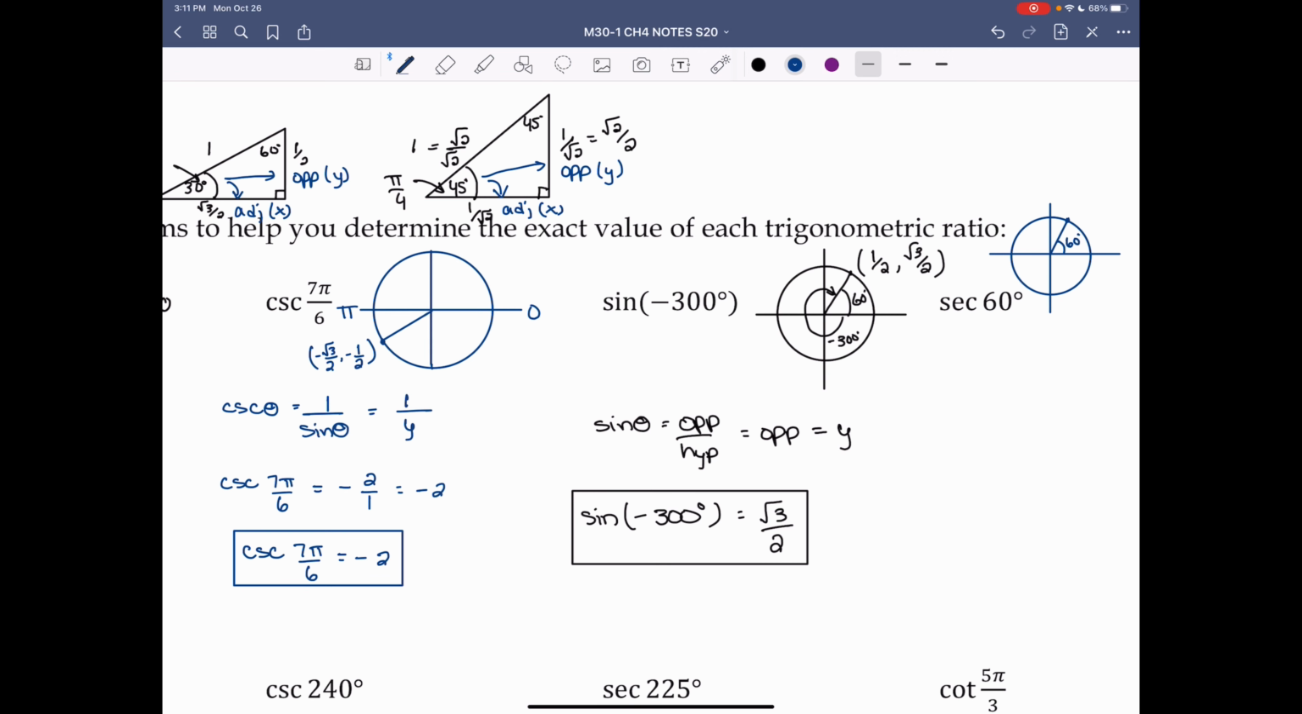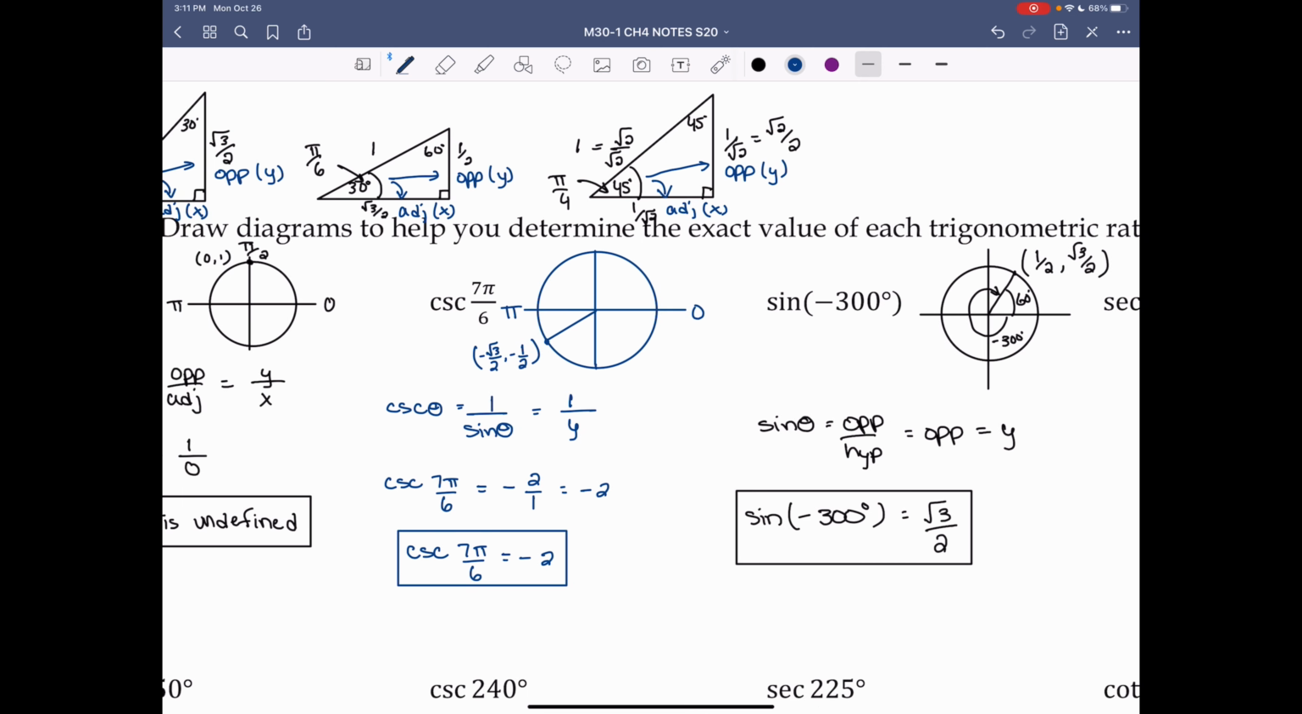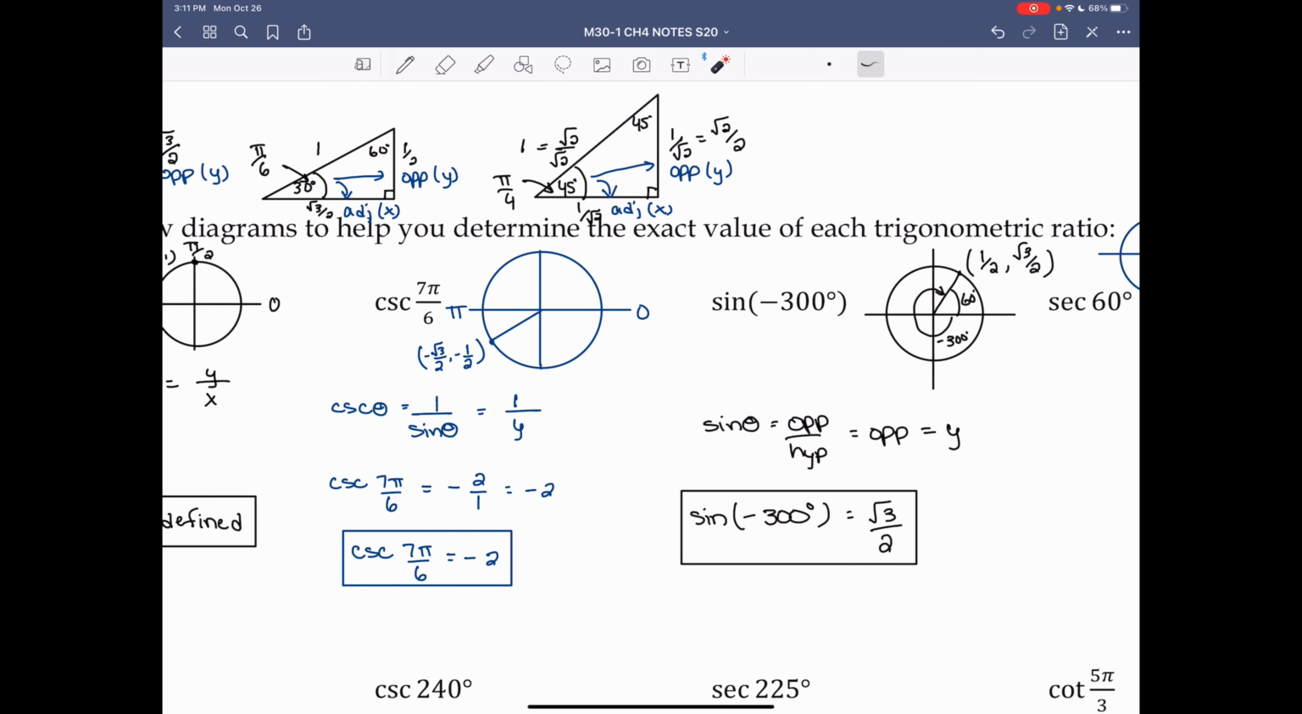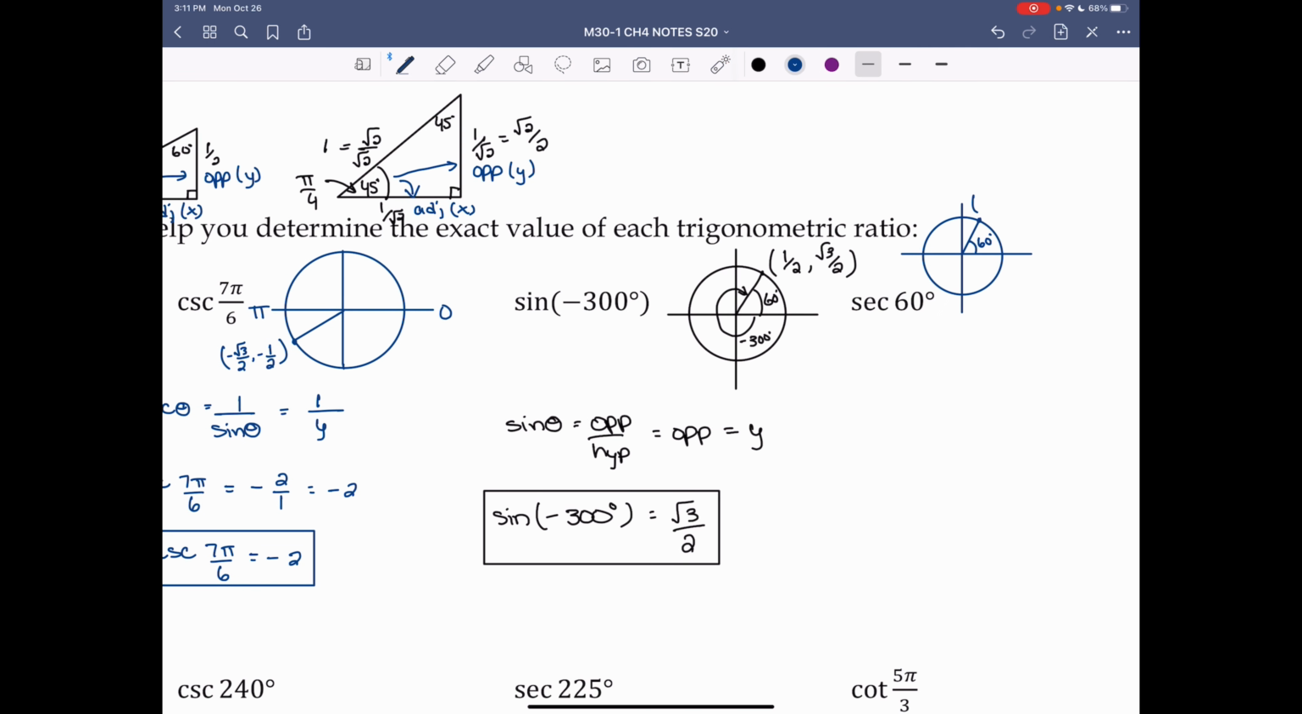The x and y values at 60 degrees, let's refer to our special triangle. The x value is 1/2 and the y value is root 3 over 2. It's in quadrant 1, so they're both positive. 1/2 and root 3 over 2.